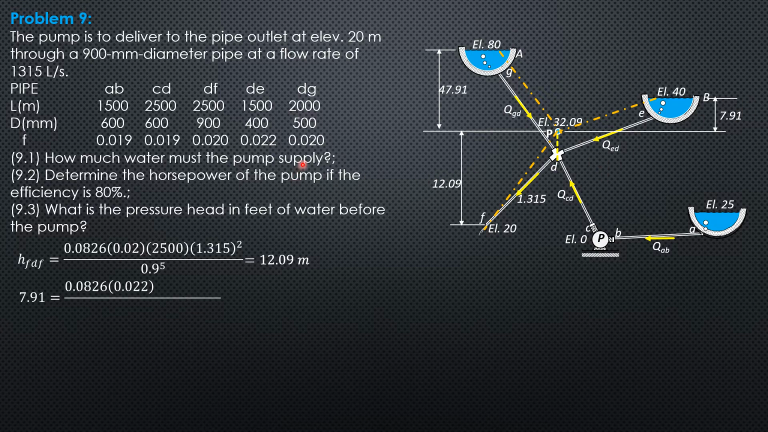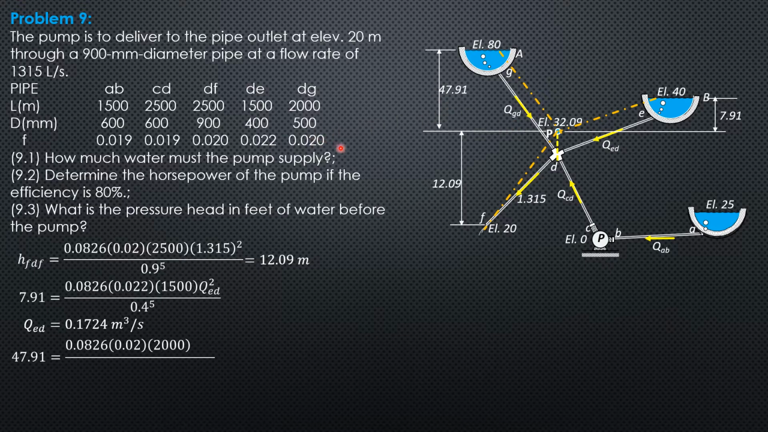So let's solve for QED. 7.91 equals 0.0826, friction factor 0.022, length 1,500, discharge QED squared over diameter 0.4 raised to 5. So discharge in ED is 0.1724 cubic meter per second. Next, let's solve for QGD. 47.91 equals 0.0826, friction factor 0.02, length 2,000, QGD squared over diameter 0.5 raised to 5. So QGD is equal to 0.6732 cubic meter per second.